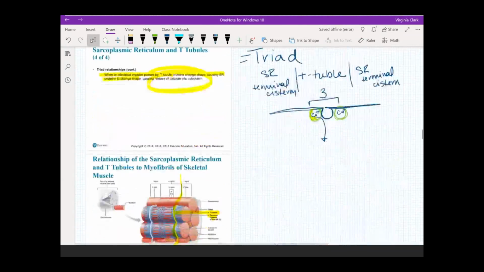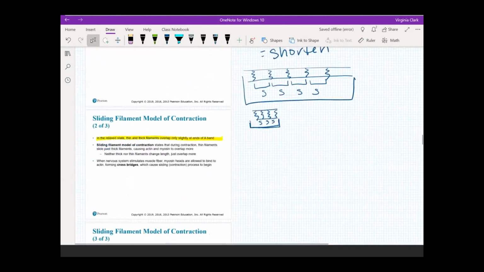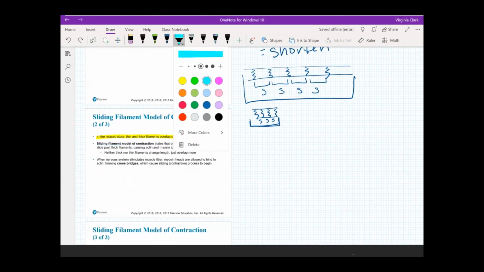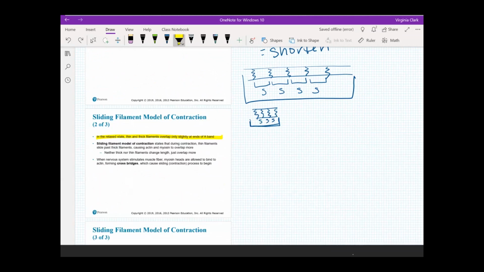Okay, so when you overlap slightly at your thick and your thin filaments, the sliding filament model of contraction states that what will actually happen when you shorten your sarcomere is that the thin filaments will slide past the thick filaments, causing actin and myosin to overlap more.